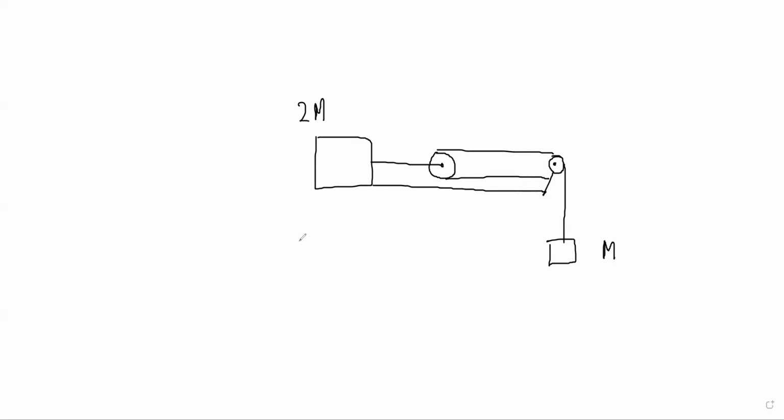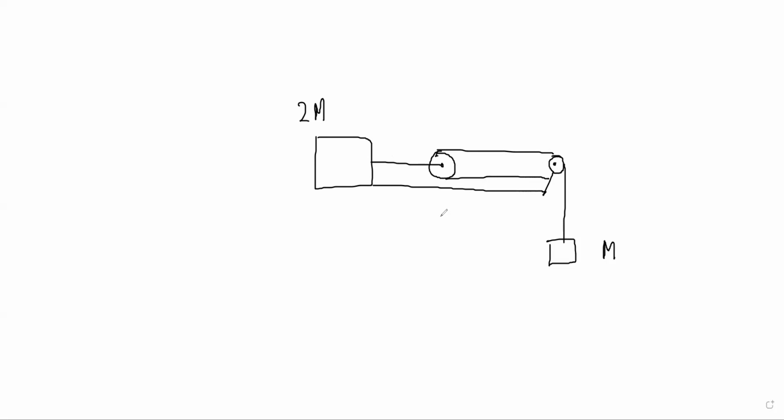Everything is frictionless and all, and the system is released. And now you have to find out acceleration, tension, and everything. So you have to realize that there are two strings in this problem. There is this string which goes around and connects like this, and there is this string.